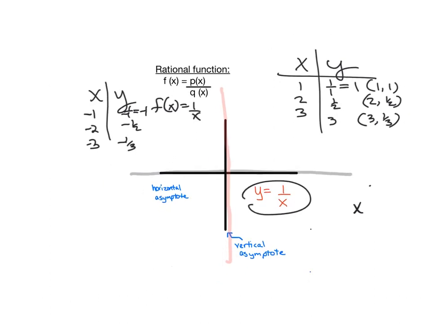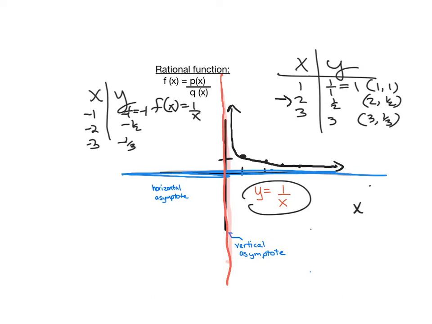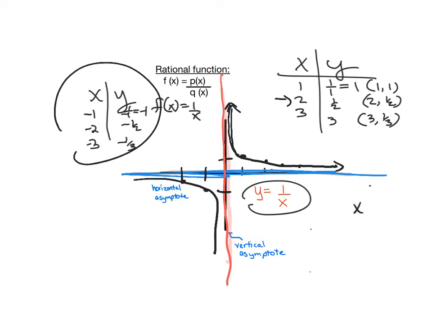Now when I graph these, my ordered pair 1, 1 is here, then 2, 1/2, and notice my graph is going to look like this. It approaches the horizontal asymptote but never touches it. Then with the vertical asymptote, notice how my graph is skimming along. Over here, if I graph these ordered pairs, I would get negative 1, negative 1, then negative 2, negative 1/2, and so on. And it would go like this.